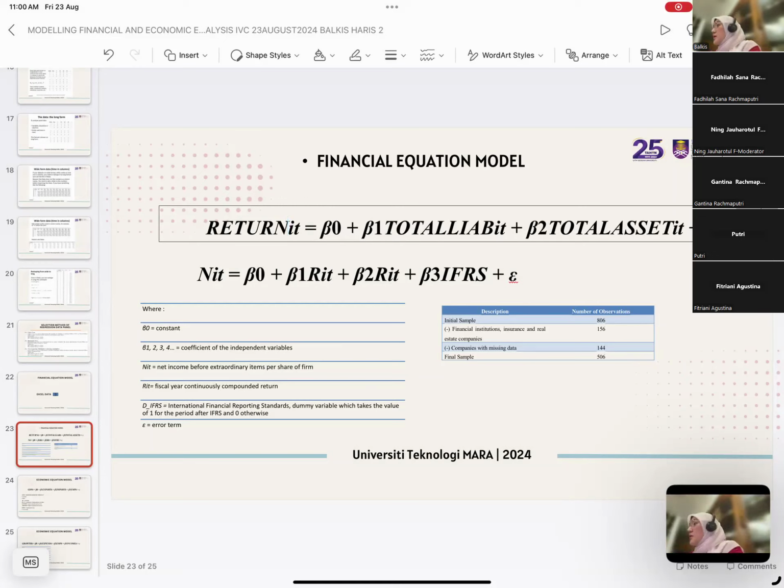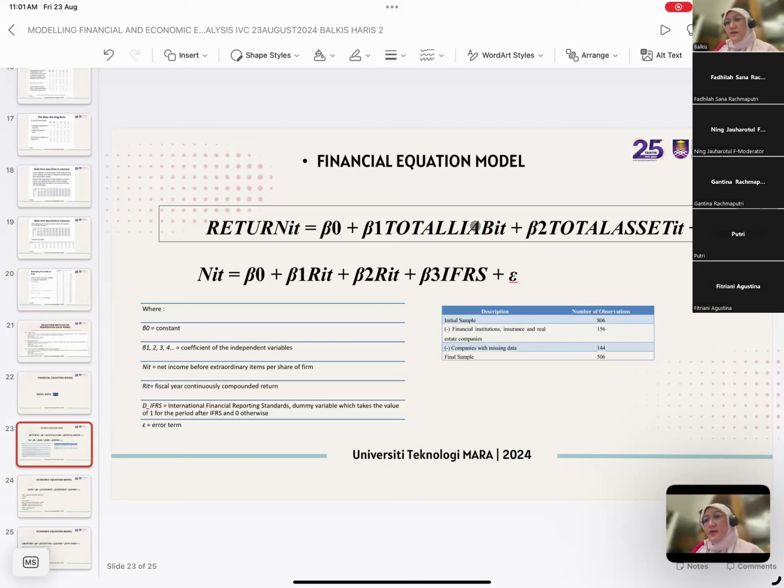Look at the message here, class. Return of the shares equals today's closing price minus yesterday's closing price. So that is how we calculate the return. So return equals today's closing price minus yesterday's closing price.